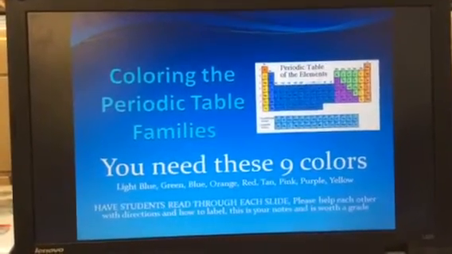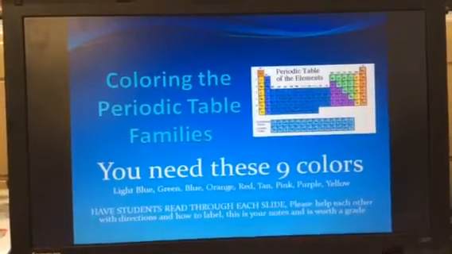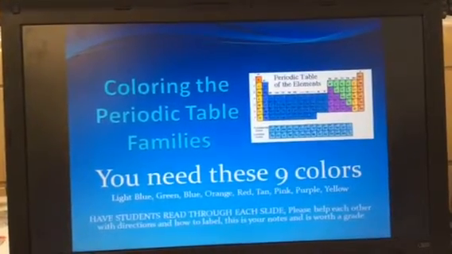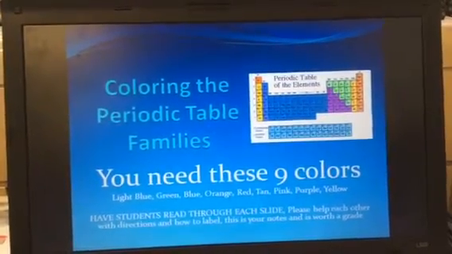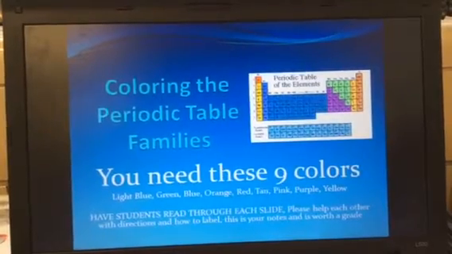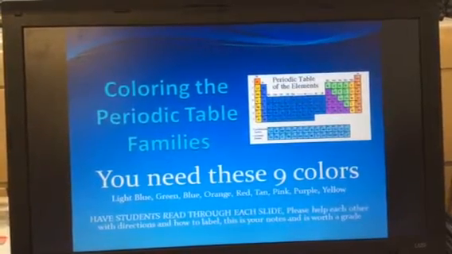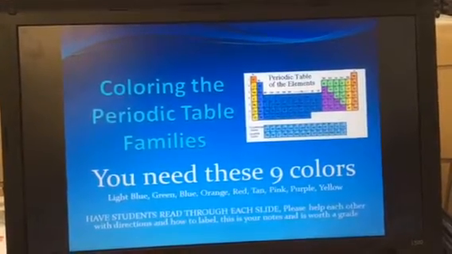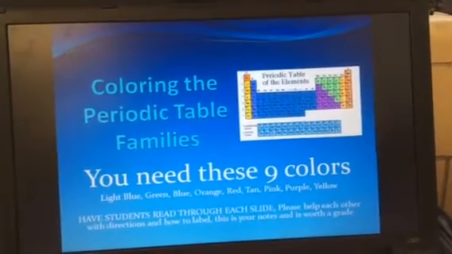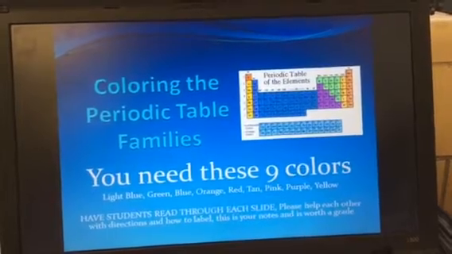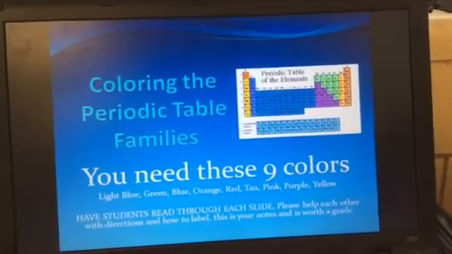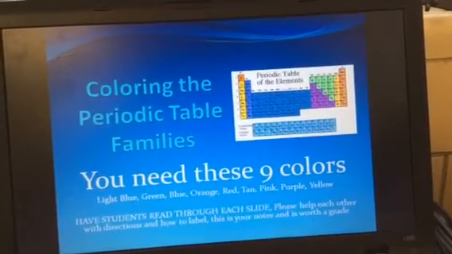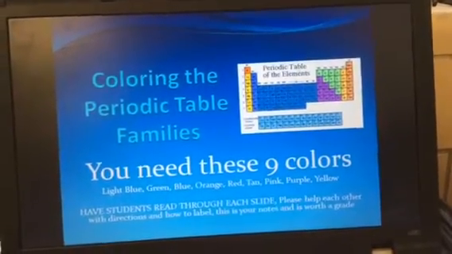All right, 8th graders, today you are going to be coloring the periodic table's families. You will need these 9 colors from the boxes at your tables, so make sure you have those available to you. If they need sharpened, you can do that as needed. Students, you will read through each slide as you go along. Please help each other with directions and how to label. This is your notes, and it is worth a grade.